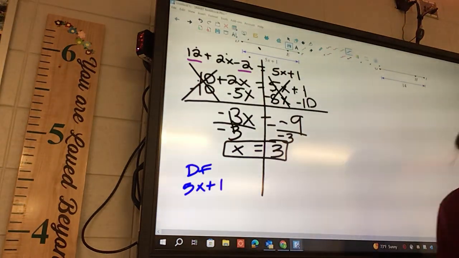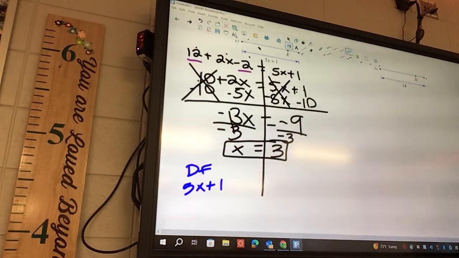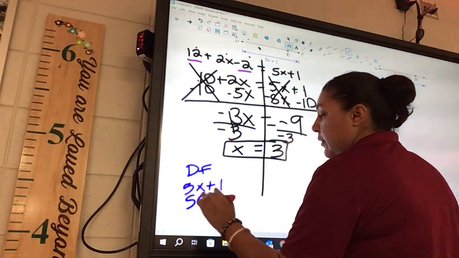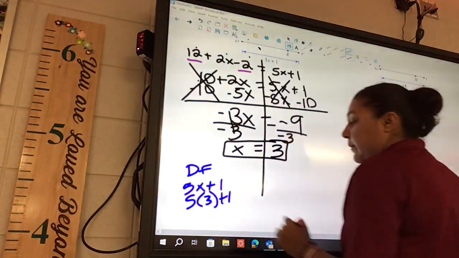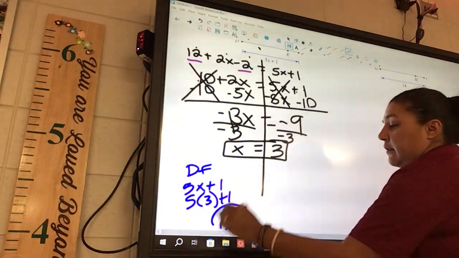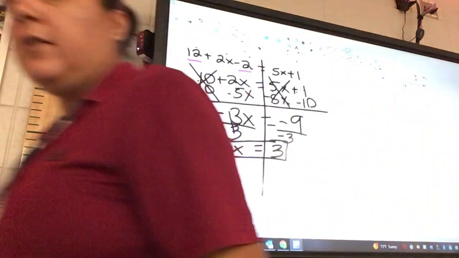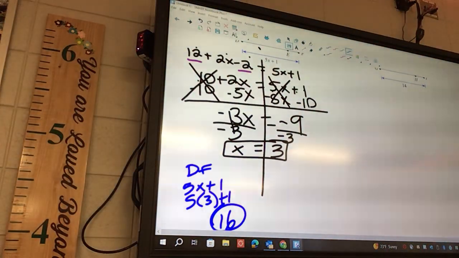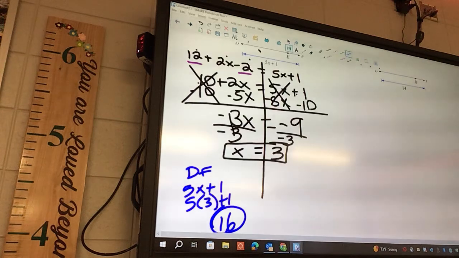But now we know our x. What is my x value? 3. So it's going to be 5 parenthesis 3 plus 1. 16. And that's going to be 16. Okay, so that's our final answer as far as that goes.